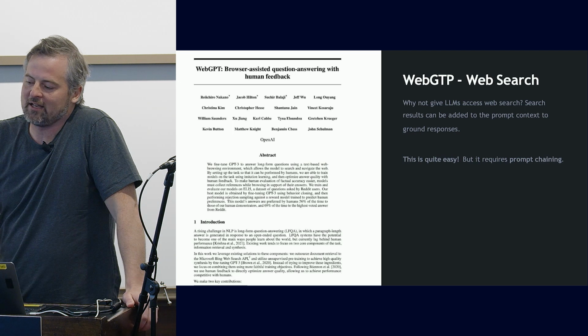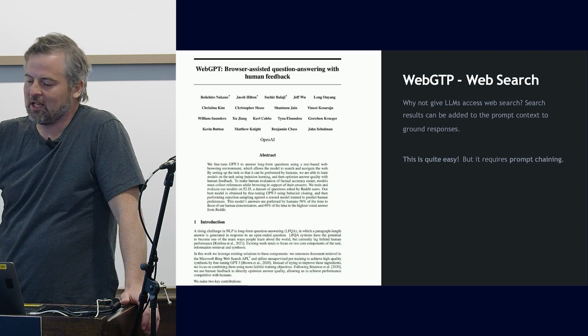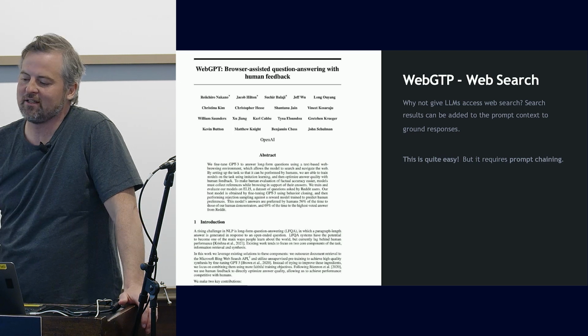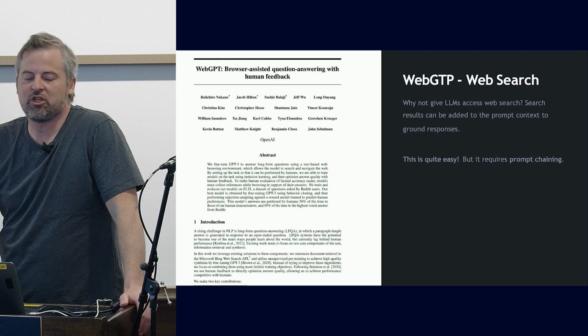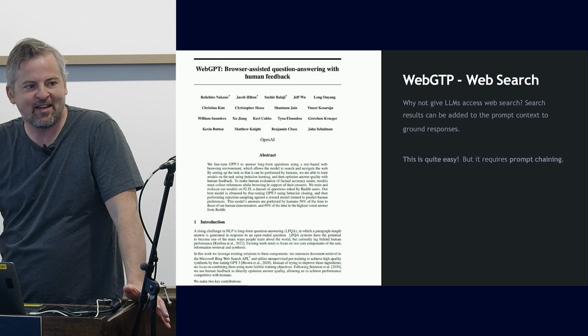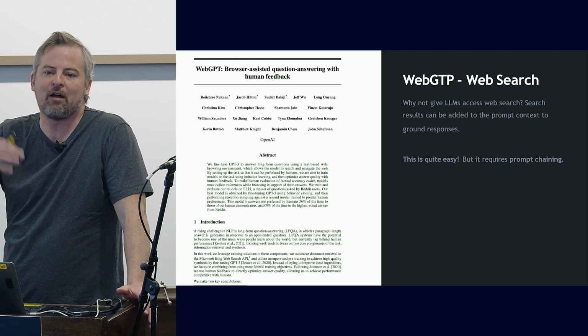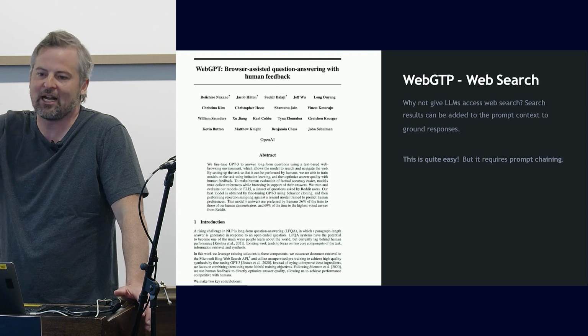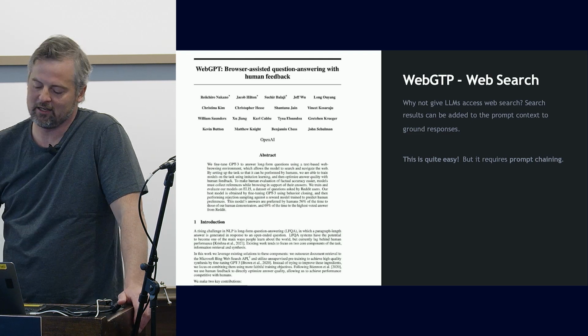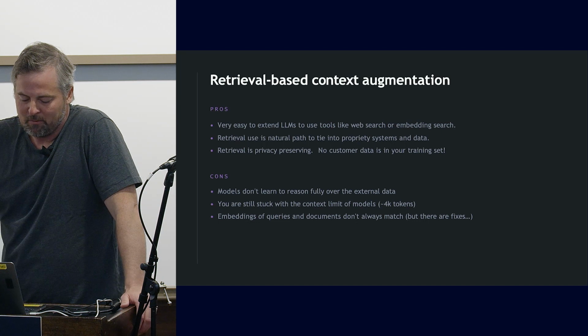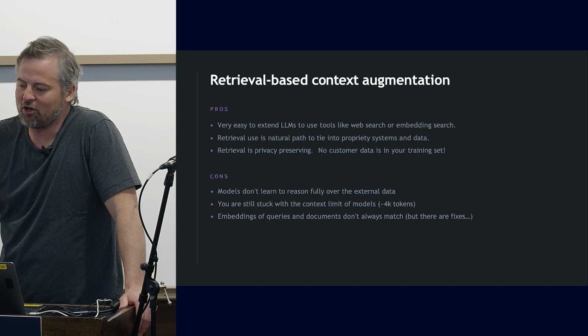Another paper here that's in a very similar spirit, but is a little bit more of a tool use example, is WebGPT, which is OpenAI's example of this. Bing Chat is an example of this. Let's teach the model how to use a tool to generate a search, inject that into the context, and then give the results. So retrieval-based context augmentation, that's what this is called.